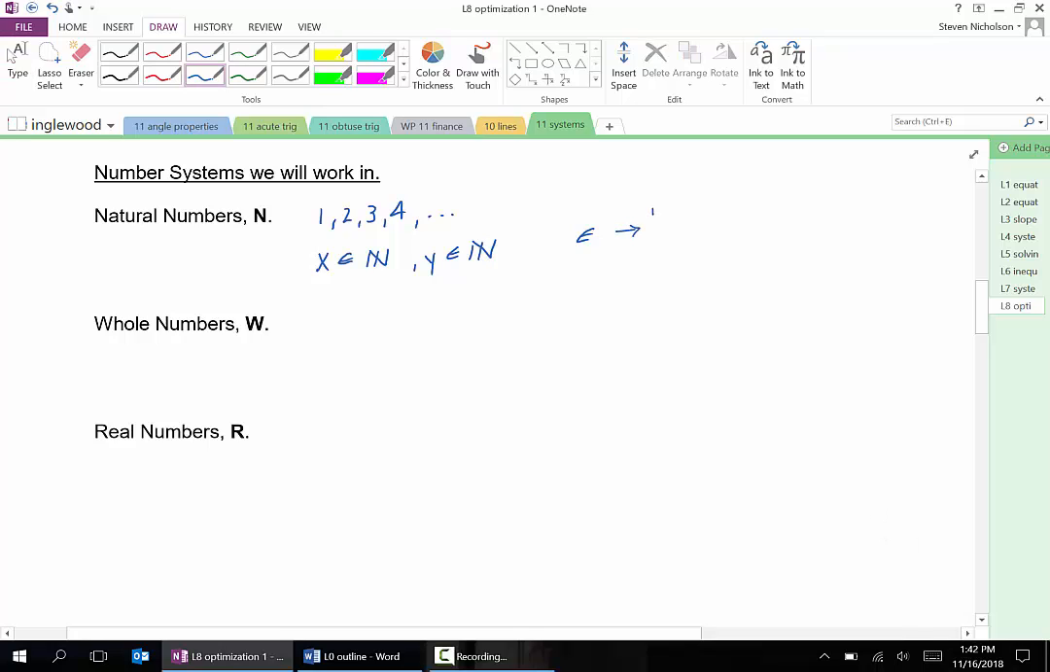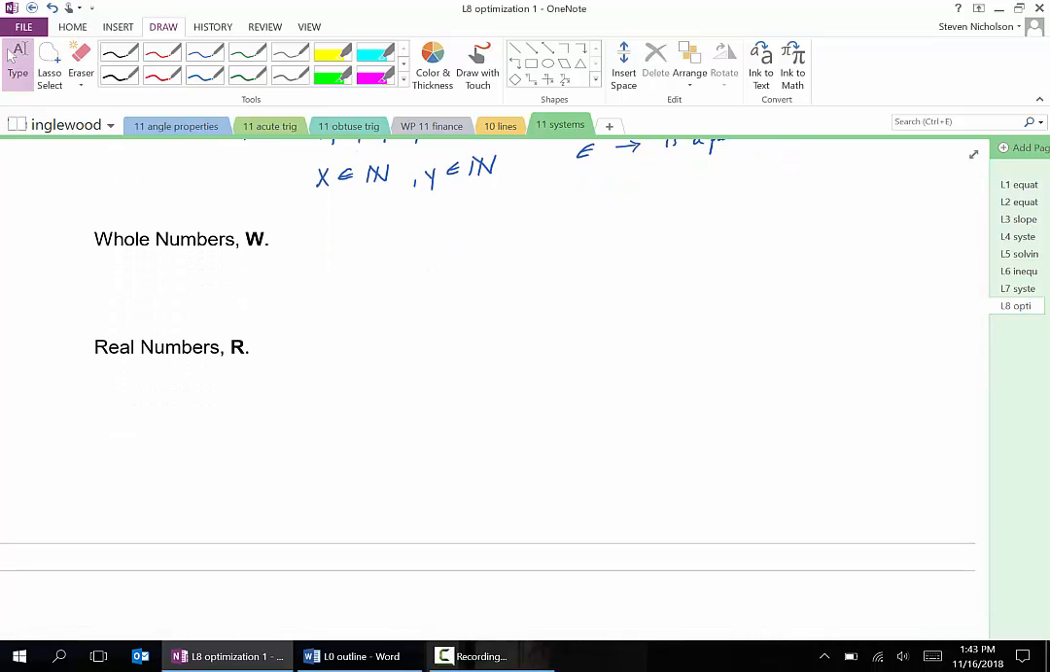All it means is a part of. So when you see something like x, e, n, it just means x is an element, x is a part of the natural number system. It can only be those kind of numbers. W are whole numbers, and W simply adds one number to the natural number system, and that's the number 0. 0 didn't come along for a while. And similarly, some of the problems need a 0. So you're going to see x and y are part of the whole number system.